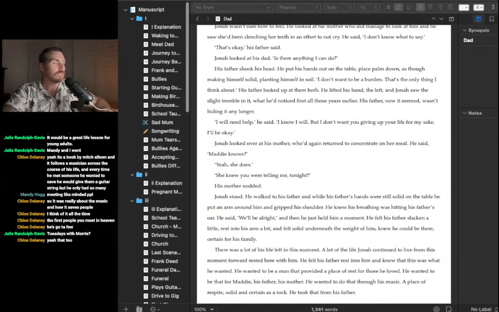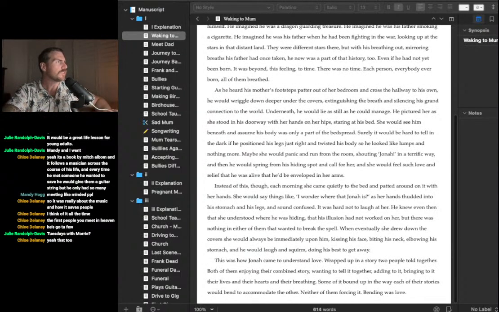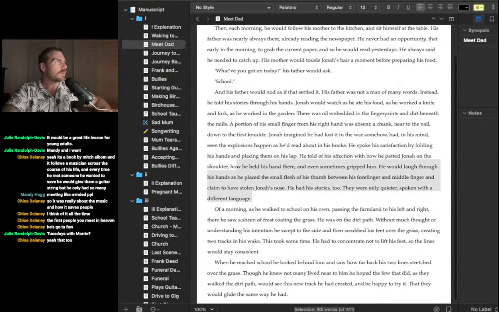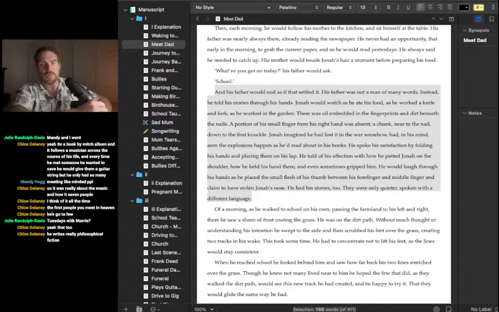So the first scene. I saw something I thought was really interesting actually with this. The first scene here, you can see I've got something that says "Meet Dad," right? And then as I was writing about the dad, I wrote this. Hopefully, you guys can all read this.